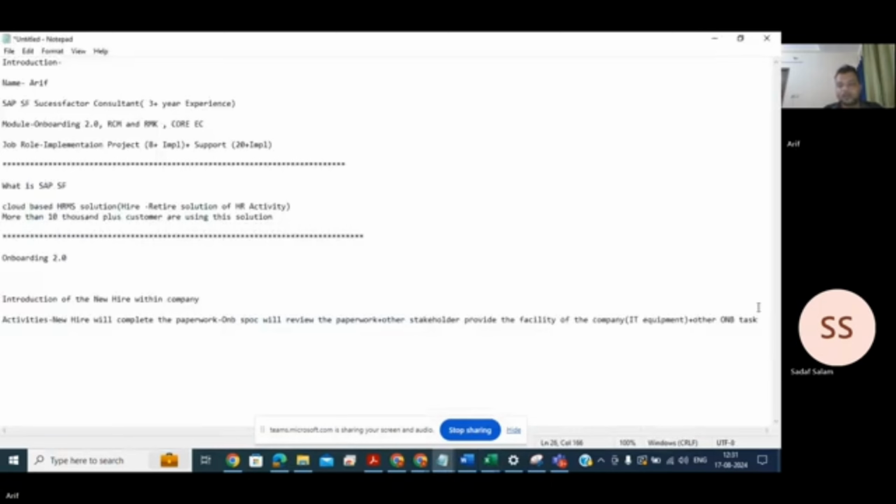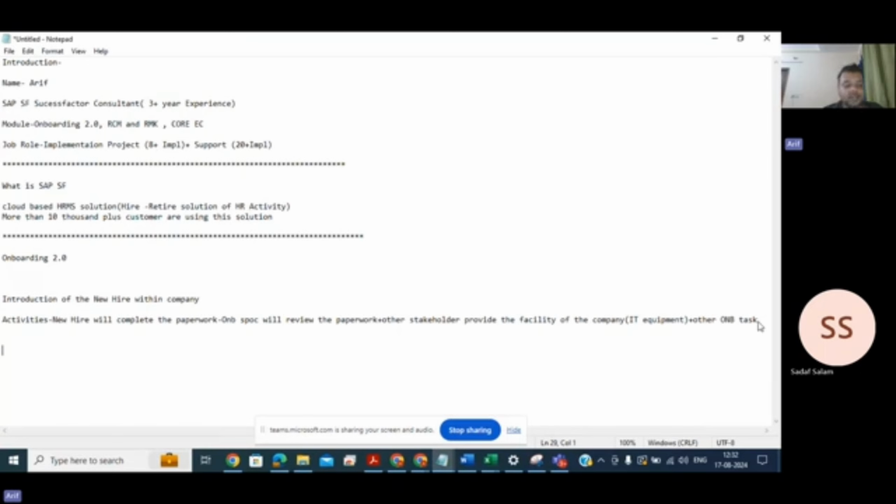Now, what is the demand for an onboarding 2.0 consultant in the market, and what salary can you get once you start as an onboarding 2.0 consultant in the industry.